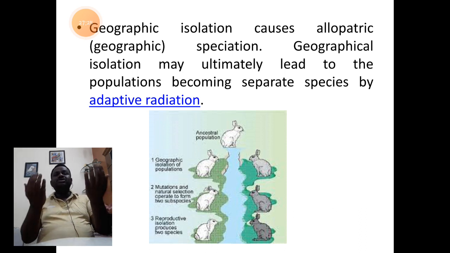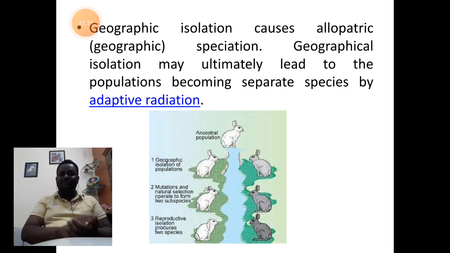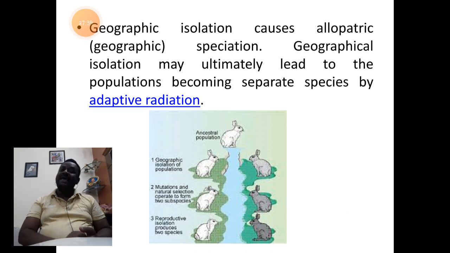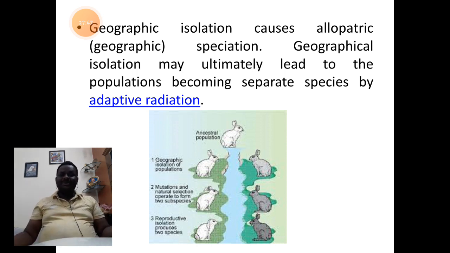The organisms imbibe new characters when they get exposed to a newer environment, and there they have to survive, so they adapt themselves to the newer environment, which we call adaptive radiation. So this adaptive radiation totally brings a newer species into the geographical area.